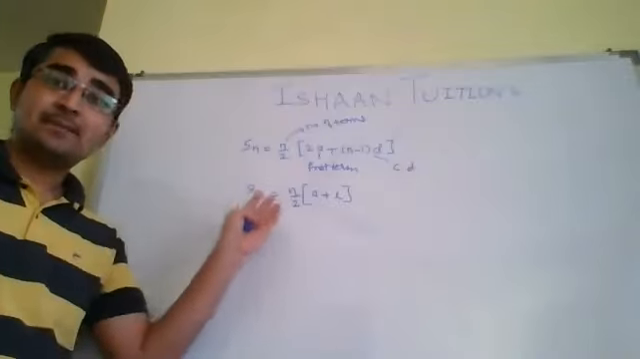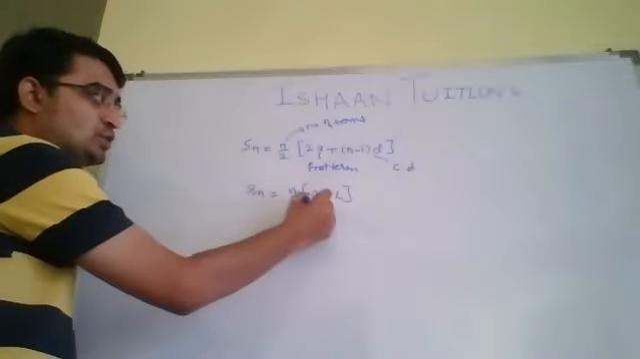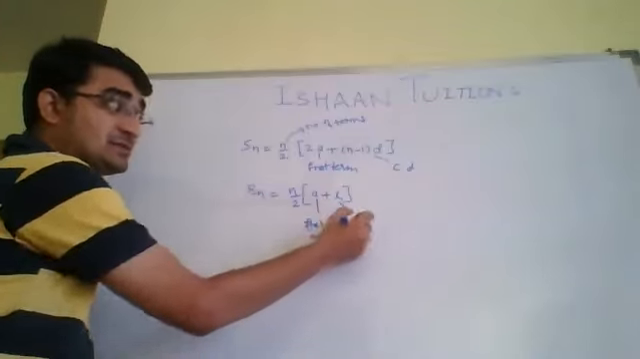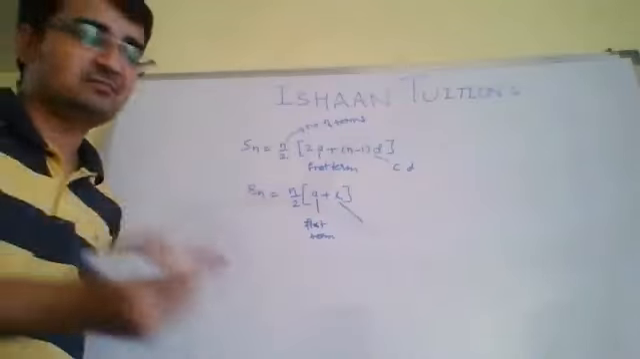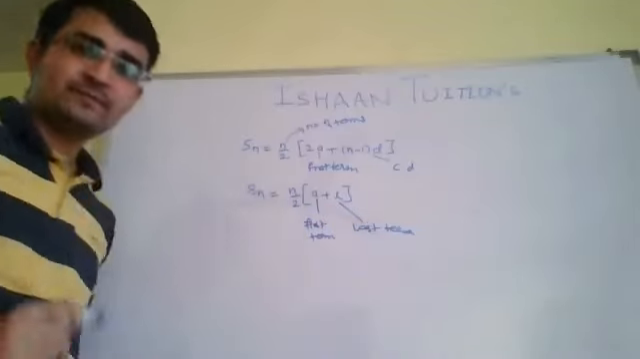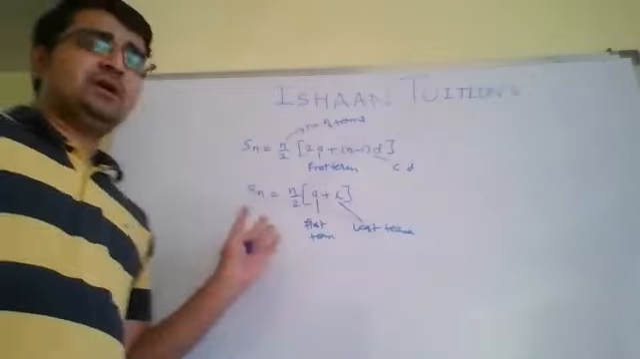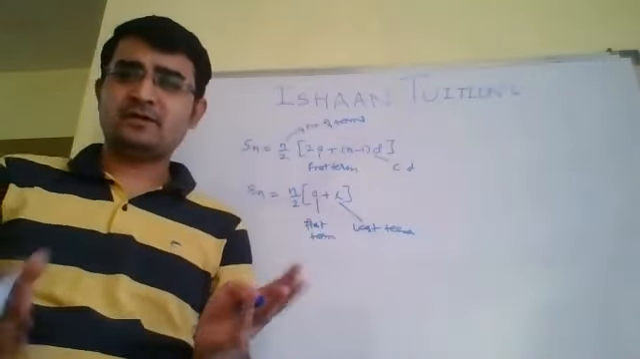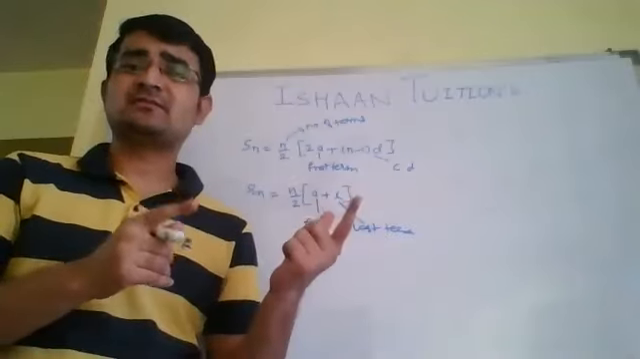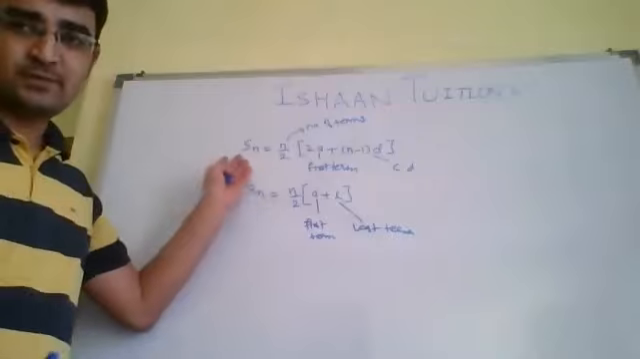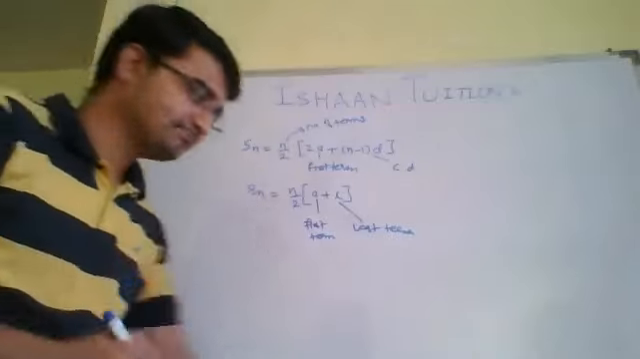The second formula is n by 2 into (a plus l). So a is the first term. Now what is this l? L is obviously the last term. So when to use which formula? It's very easy. If in the question the first term and the last term are given, then obviously we'll use this formula. If the last term is not given, then we'll use the first formula. It's very easy. Let's start.